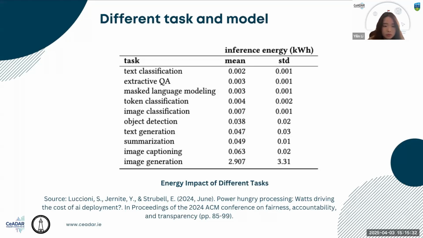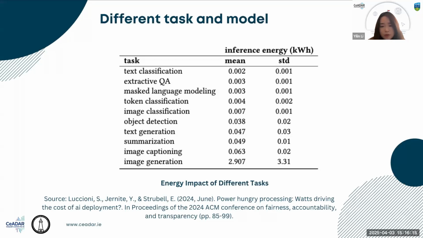The main thing to notice here is that classification tasks, like text or image classification, use the least energy, just a few thousandths of a kilowatt hour. And the generative tasks, like summarizing or generating text, use about 10 times more energy than classification. And image generation is by far the most energy intensive task, using nearly 3 kilowatt hours per inference on average.